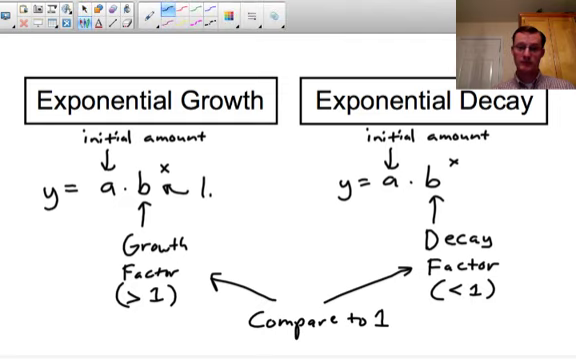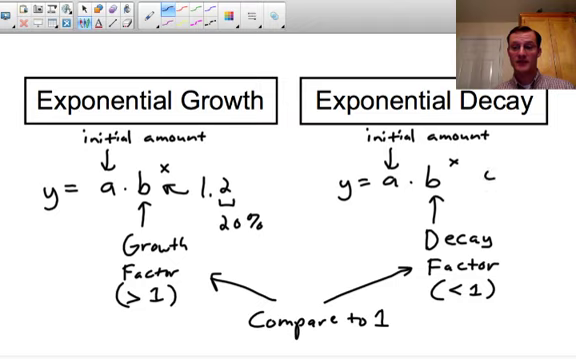1 and 2/10, well, how much bigger than 1 is it? Well, it's 2/10, which is 20 hundredths, which is 20%. So this would be exponential growth, and the growth factor would be 20%, or excuse me, the growth factor would be 1 and 2/10, but it would be increasing at a rate of 20%.